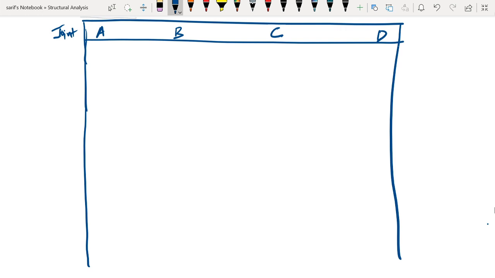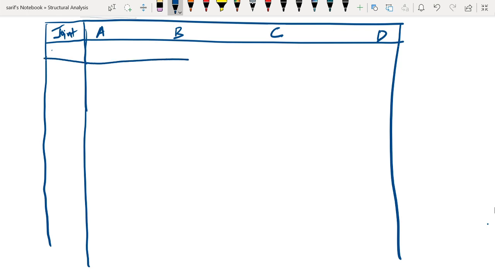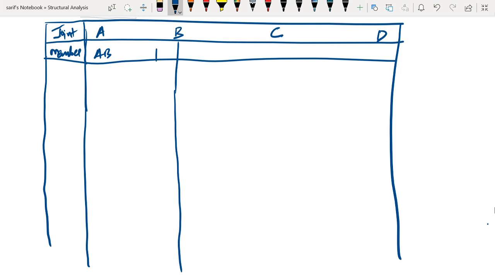And the next column is for members. So at A we are having only one member, AB. At B we are having two members, so what we will do is we will draw a line in between, and this will be BA and this will be BC. At C we are having two members, again we will draw a line, this will be CB and this will be CD. And at D we are having only one member, that is DC. Okay, the next column we have to write is the distribution factor.